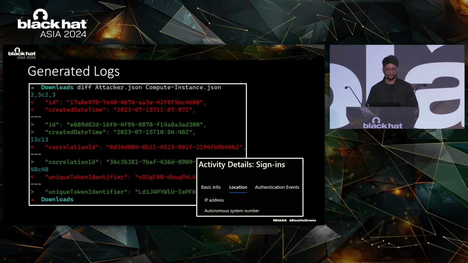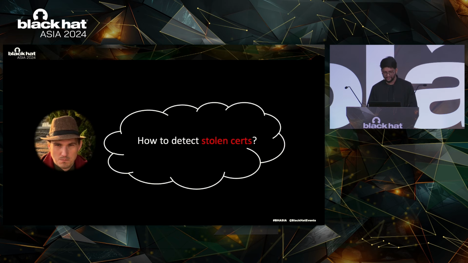So the difference between the attacker logs and the compute instance logs doesn't really signify something important that we can bank on to figure out whether this request came in from the compute instance or from an attacker's environment. And as you can see, the sign-in details don't contain any information about the IP address. So that would have been one indicator that you could have banked on, but you can't. So how do we detect that someone has stolen our certificates?